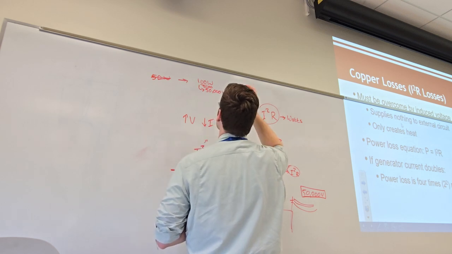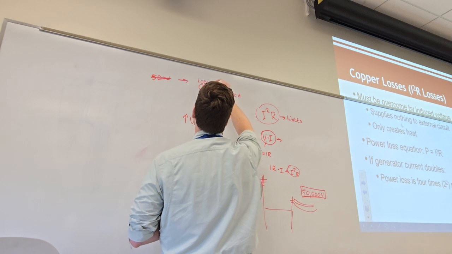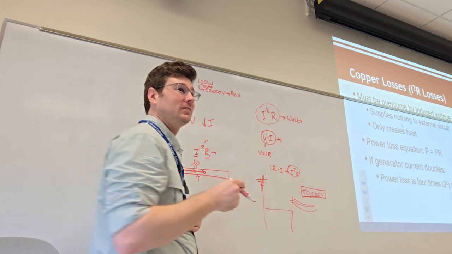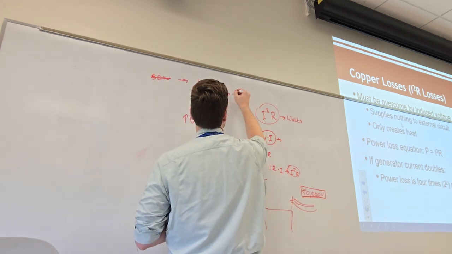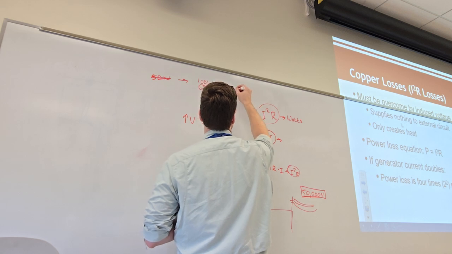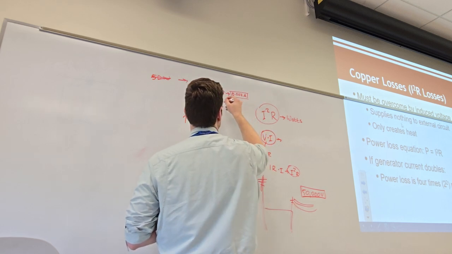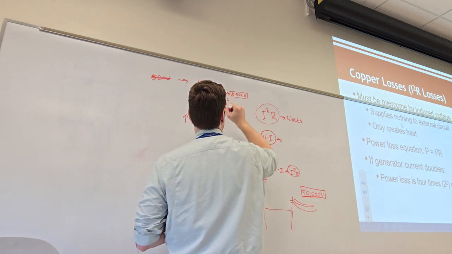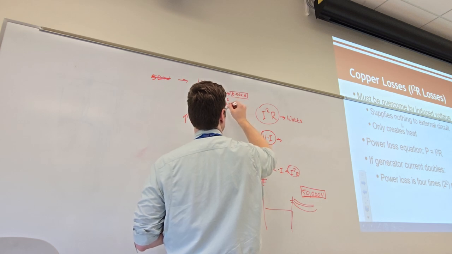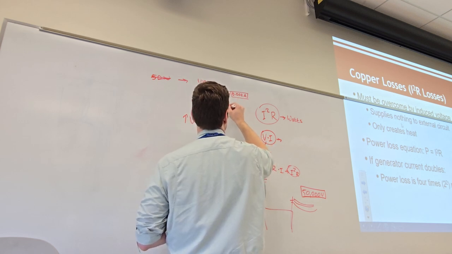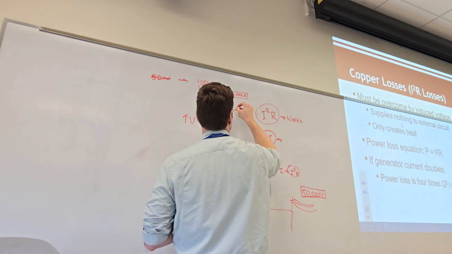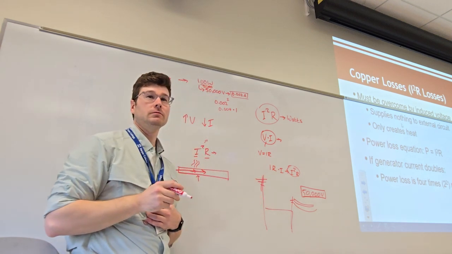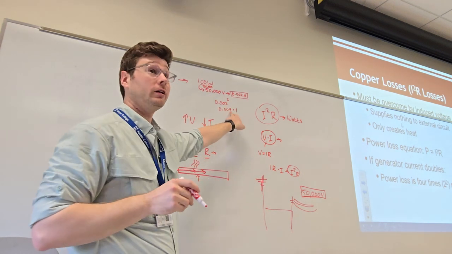What's 100 divided by 50,000? Anyone? Give me a spot check. 0.002. Okay, so stick with me. 0.002 squared. What is this squared? 0.004, probably? Right? 0.002 squared is 0.004. Did I get that right?